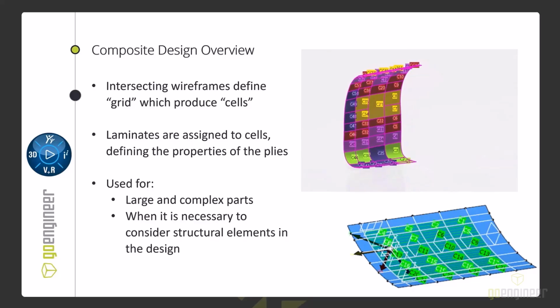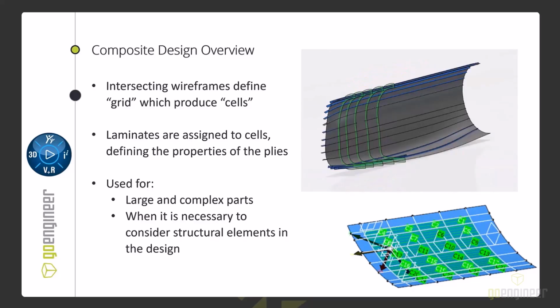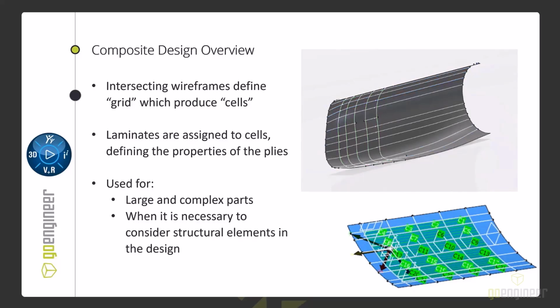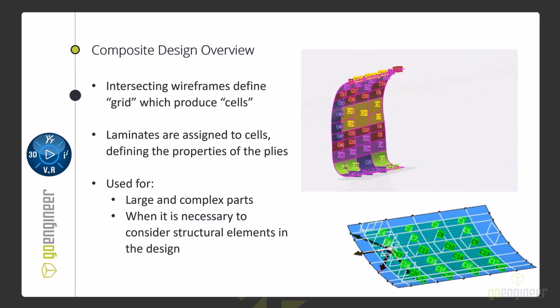In the grid approach, intersecting wireframes are placed on the base surface to define a grid. The intersections of this grid define cells. Laminates, which are defined as a preliminary step, are assigned to these cells. Doing so then defines contour and stack-up sequences of the plies.